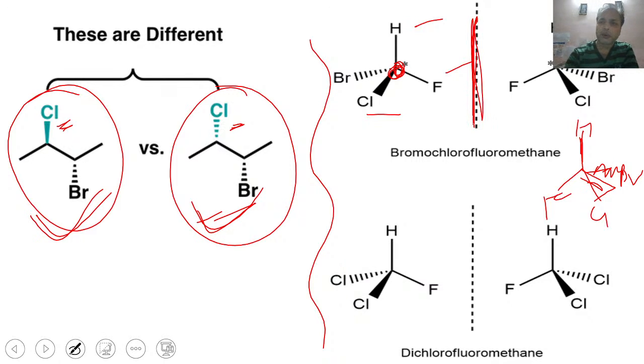Now go and plot its mirror. Put the mirror and then draw its mirror image. The mirror image of this one will be like this. Clear? Now take this compound and put it on this one. If you take this compound and put it on this one, will it be the same or different?